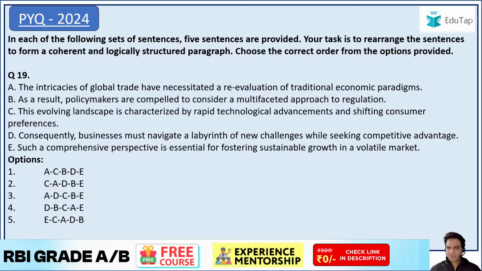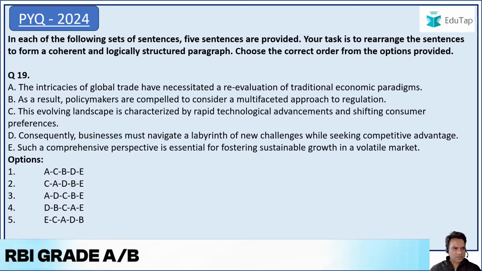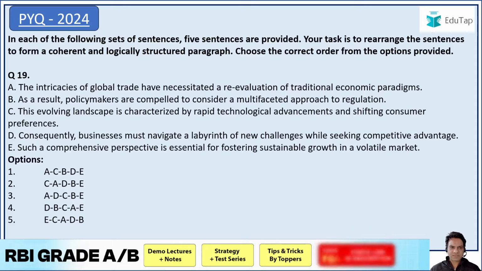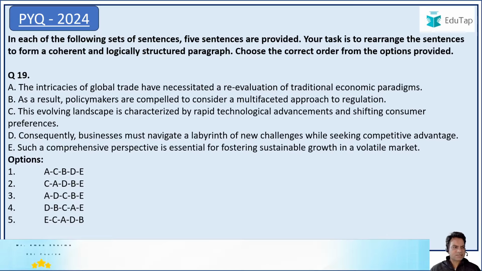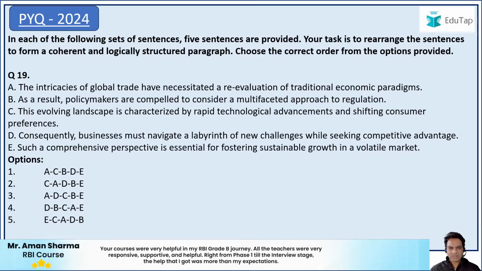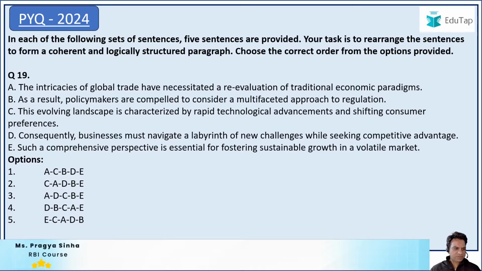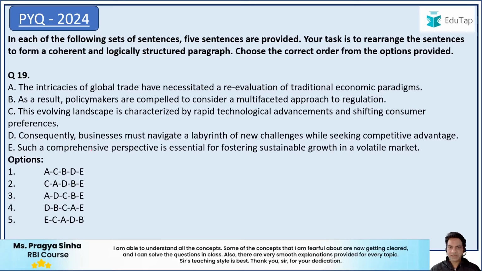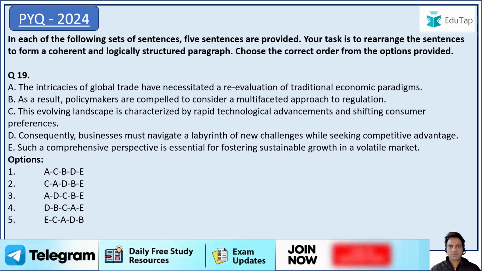All right, moving to the next question. In each of the following sets of sentences, 5 sentences are provided. Your task is to rearrange the sentences to form a coherent and logically structured paragraph. Choose the correct order from the options provided. So sentence rearrangement, but this is only 1 mark. So guys, you have to use your options to solve such questions.